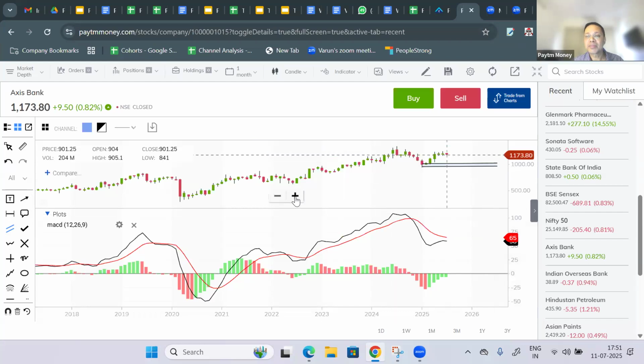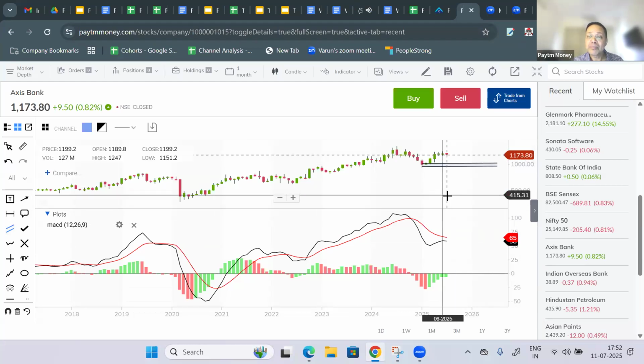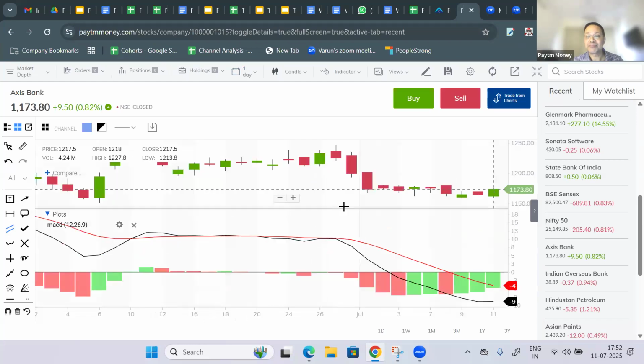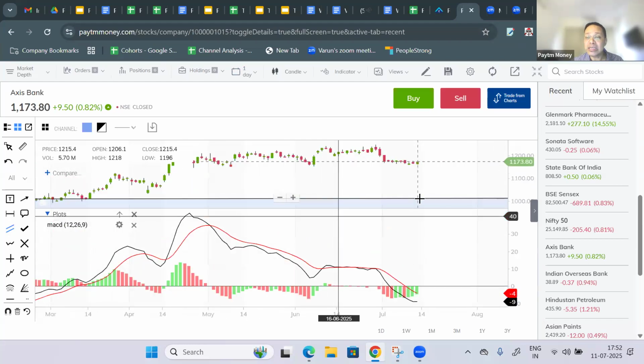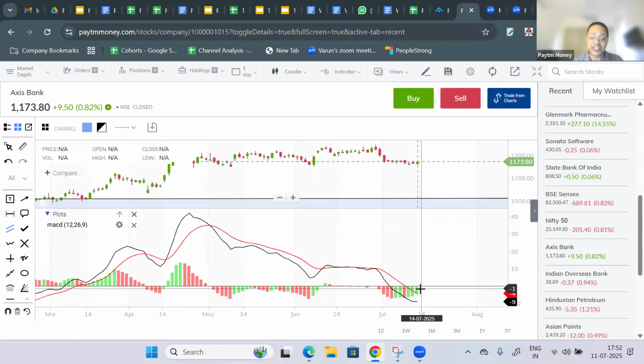This is my homework. I have marked my zone. So if Axis Bank comes to this particular zone, then I'm going to go to a daily time frame and see when price comes here and I get a buy signal from my daily chart. The moment I get the buy signal from the daily chart, I'm going to go and enter into a trade.